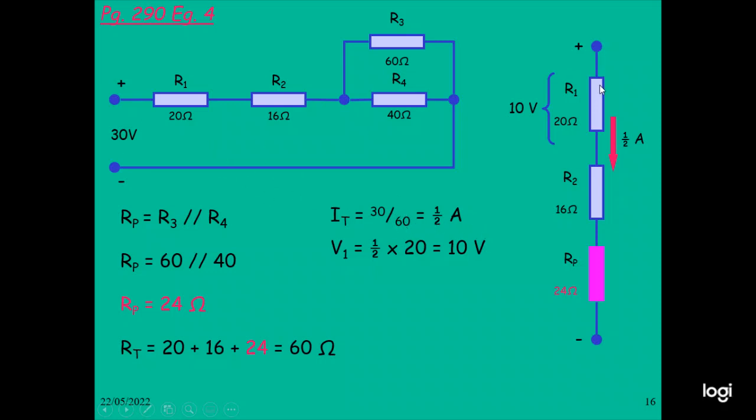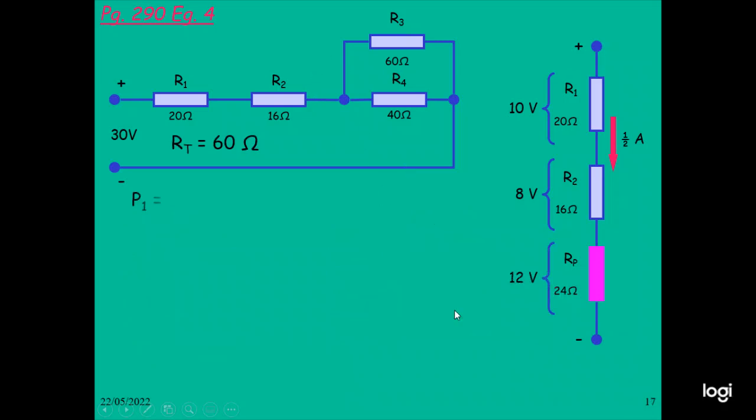And voltage across V1 can also be calculated. Voltage across V1 is a current of half and resistance 20, you got 10 volt. Voltage across V2 is current half and resistance 16, you got 8 volt. And voltage across VB is current half and resistance 24, you got 12 volt.